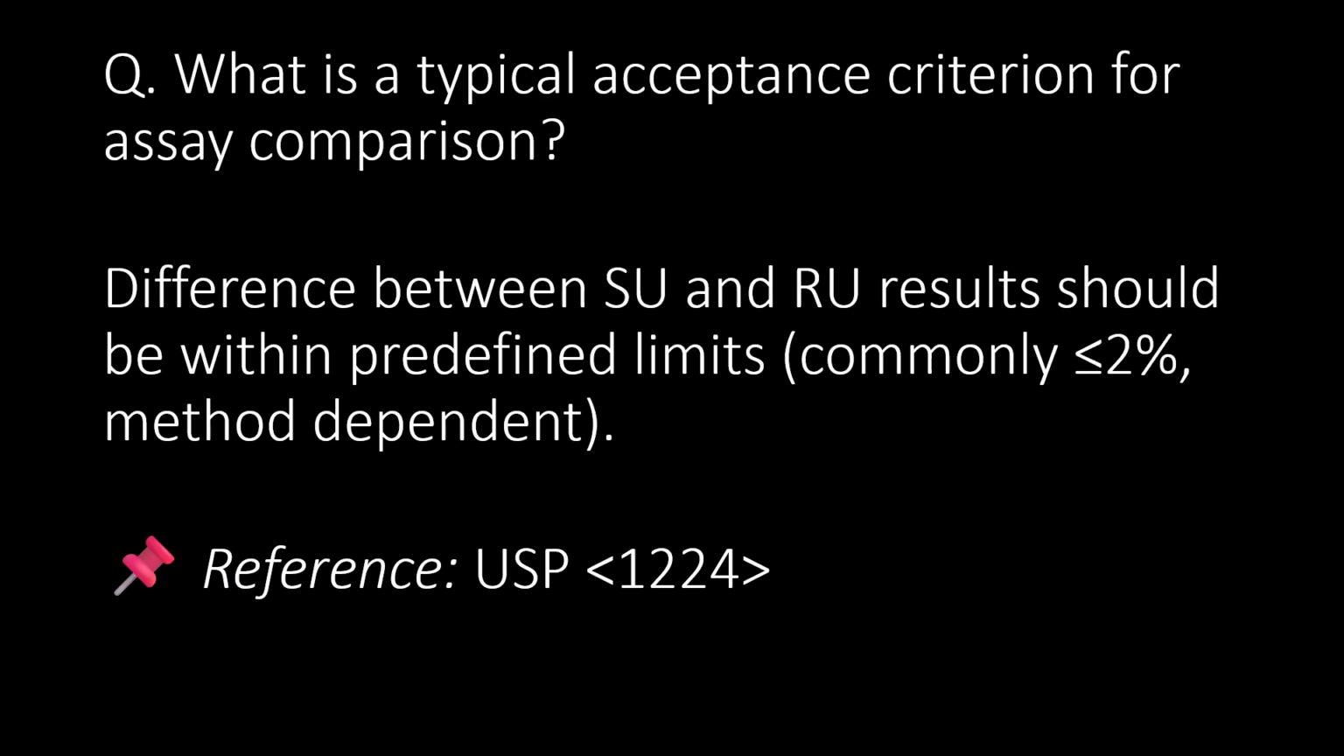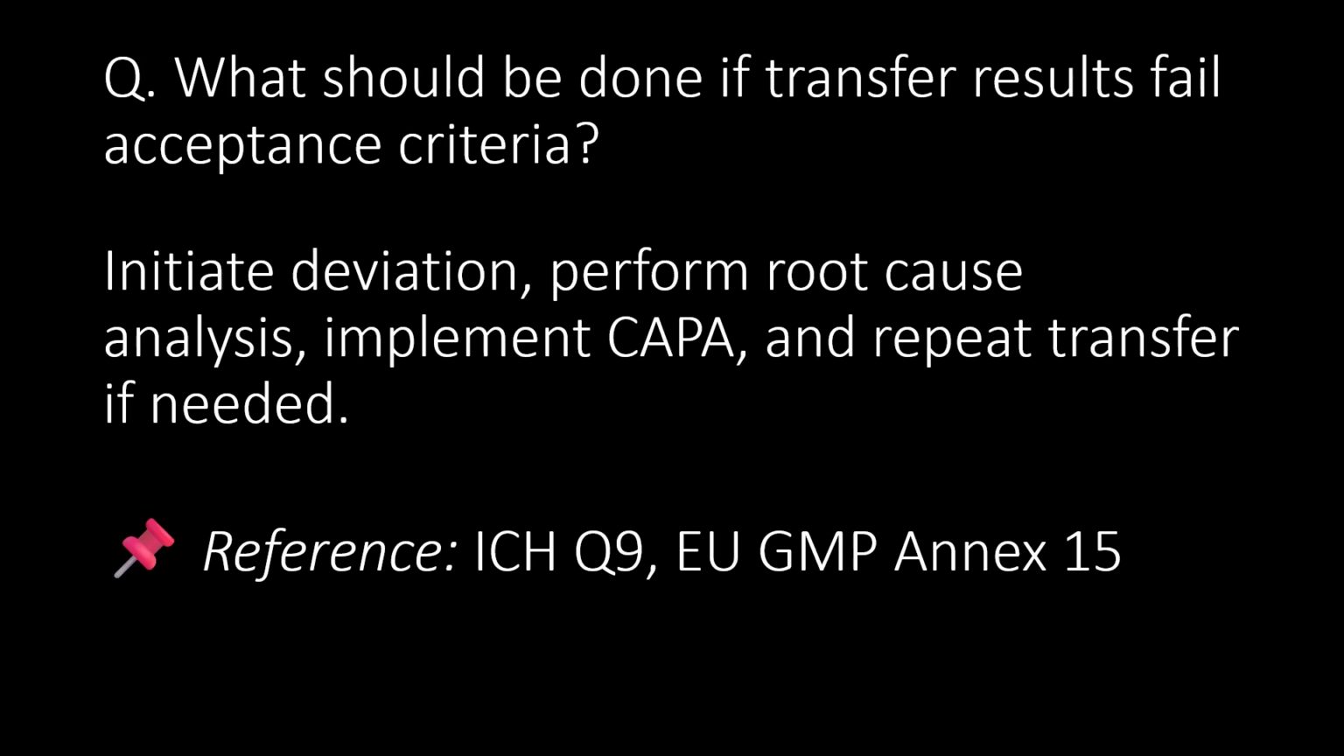What is a typical acceptance criteria for assay comparison? The typical acceptance criteria for assay comparison is the difference between sending unit and receiving unit. Results should be within predefined limits, commonly less than 2% of variation. Reference USP chapter number 1224.